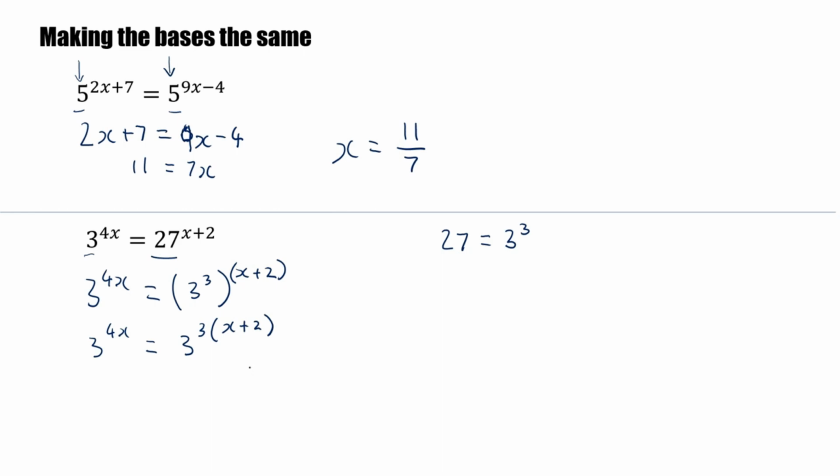That's important because it reminds you that if you want to simplify it further, you have to multiply out the brackets in that power. So therefore, that power will become 3 times x, which is 3x, and 3 times plus 2, which is plus 6. Now the powers are the same. Now the bases are the same. We are now able to equate the powers, and that allows us to get the equation 4x equals 3x plus 6. And that's a nice, super easy equation to solve because it leads us to the answer of x equals 6.